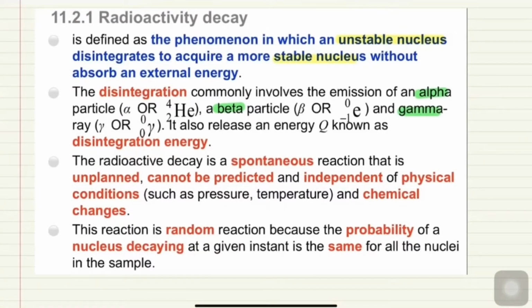The radioactive decay is a spontaneous reaction, unplanned, cannot be predicted, and independent of physical conditions and chemical changes. This reaction is random because the probability of a nucleus decaying at a given instant is the same for all the nuclei in the sample. So if you have a sample that consists of lots of nuclei, the probability of the nuclei decaying is the same.